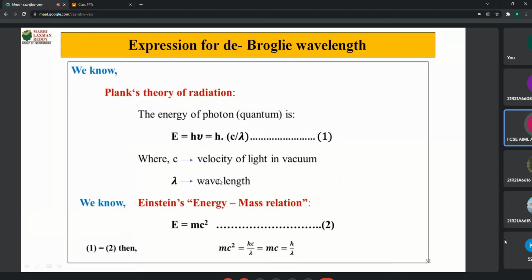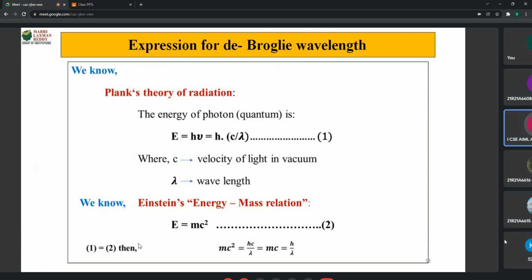This is called the dual nature of material particles. So how can we derive the de Broglie equation? By taking Planck's radiation law and the energy-mass relation E equal to mc square, equal to h nu. Comparing these two equations, E1 equal to E2.